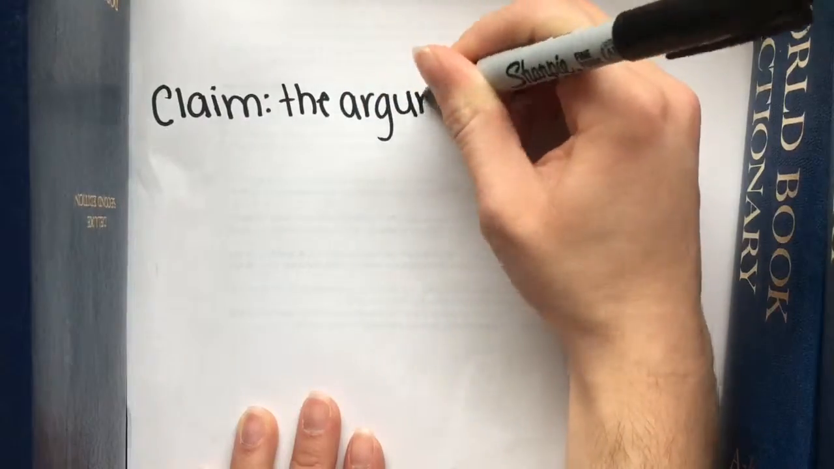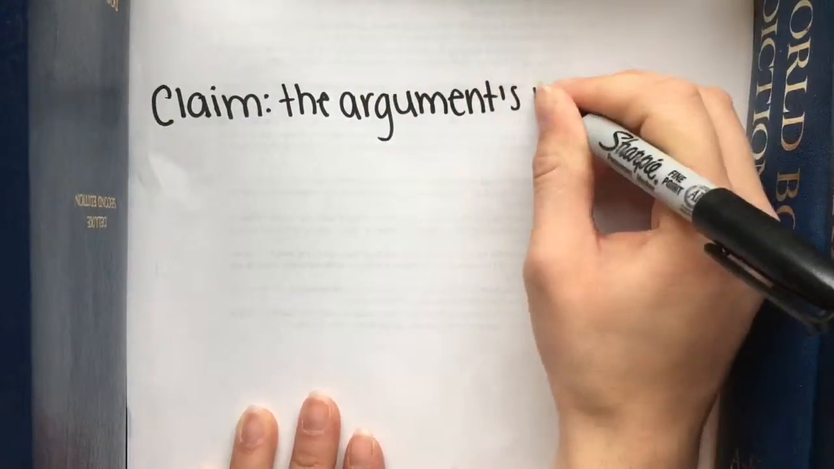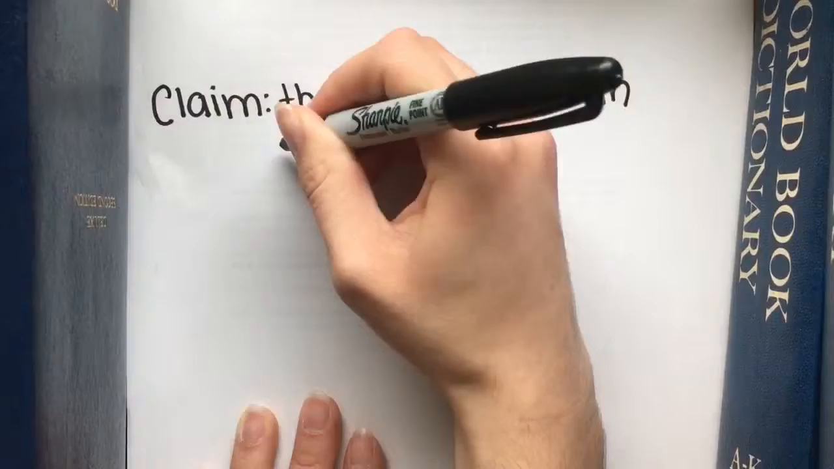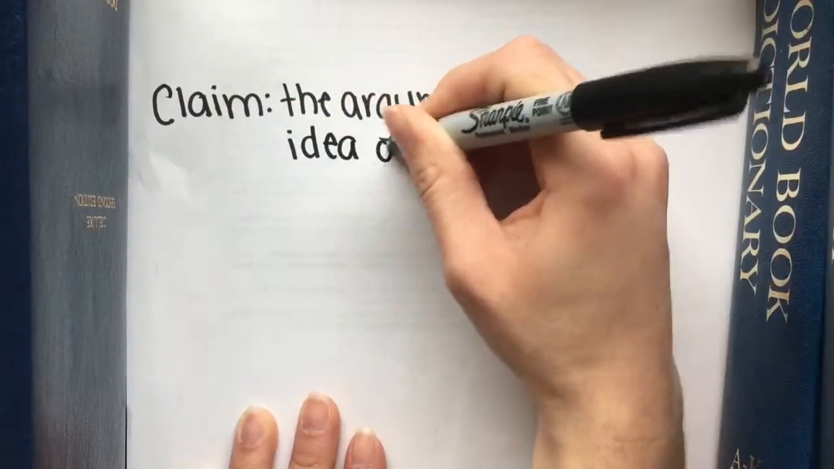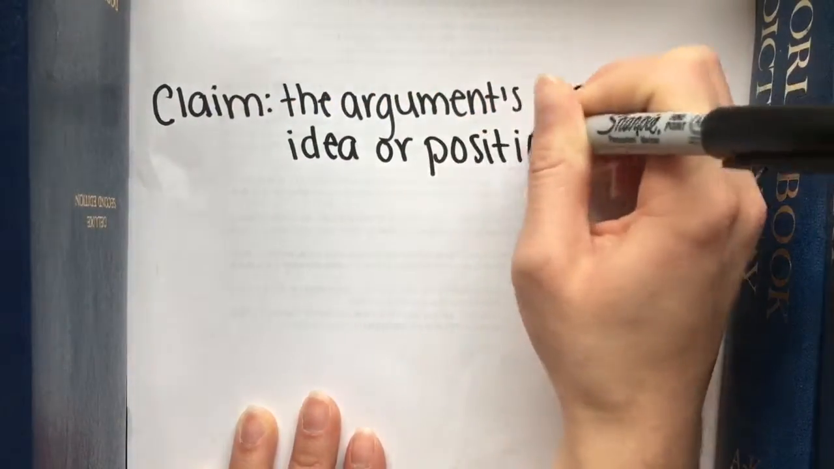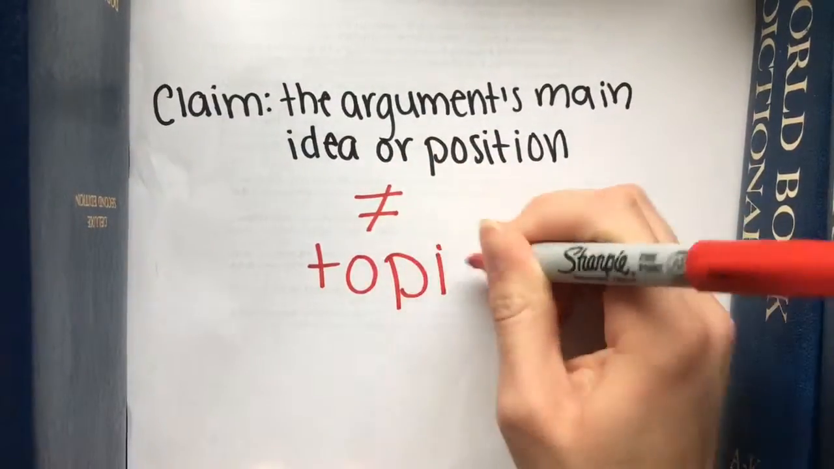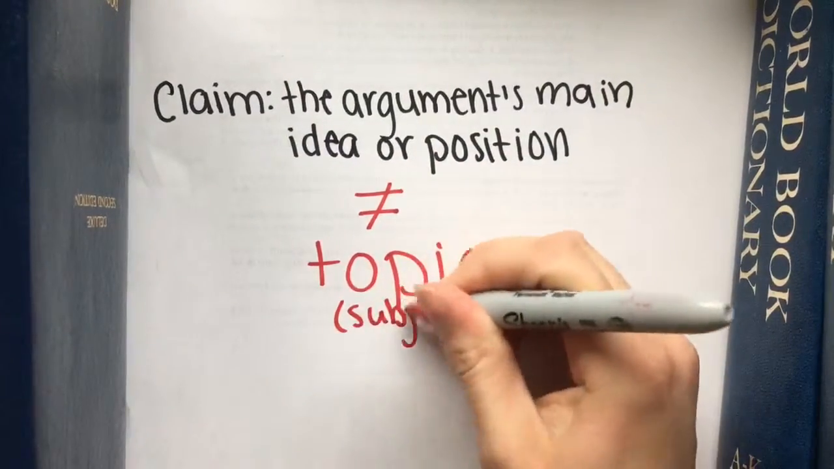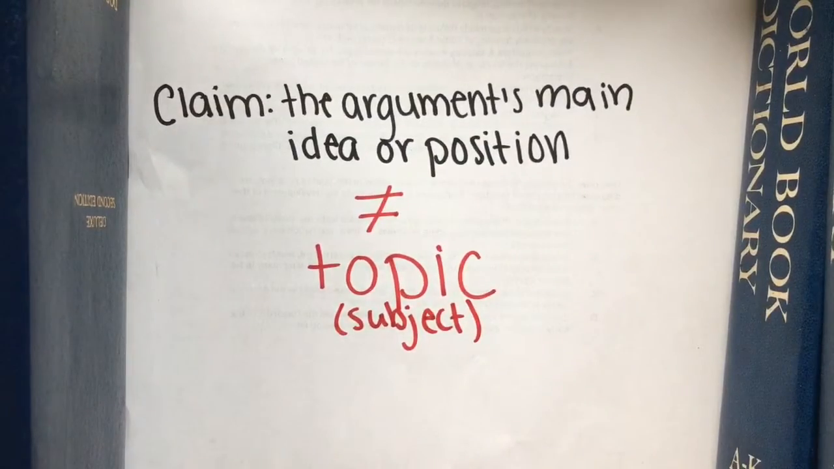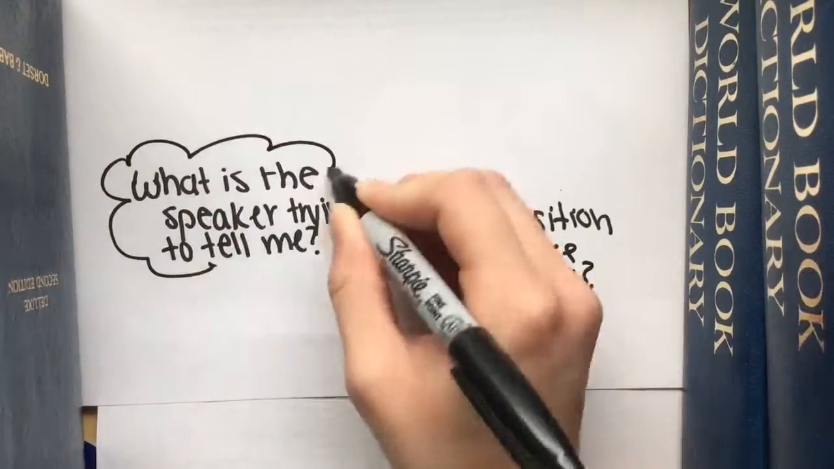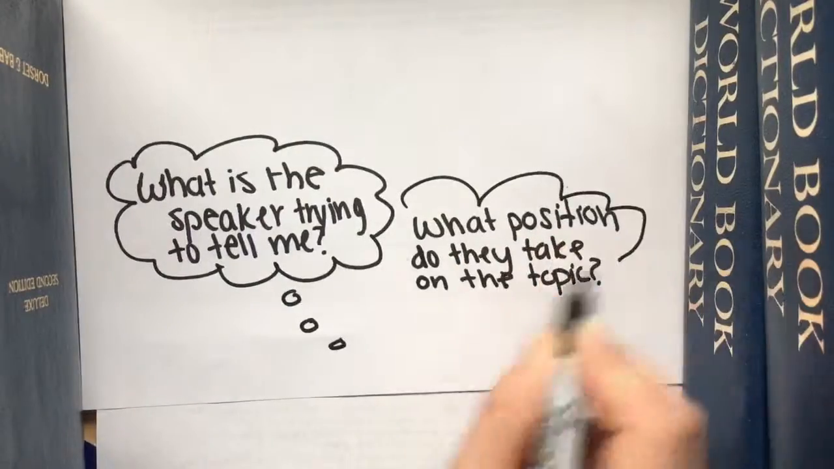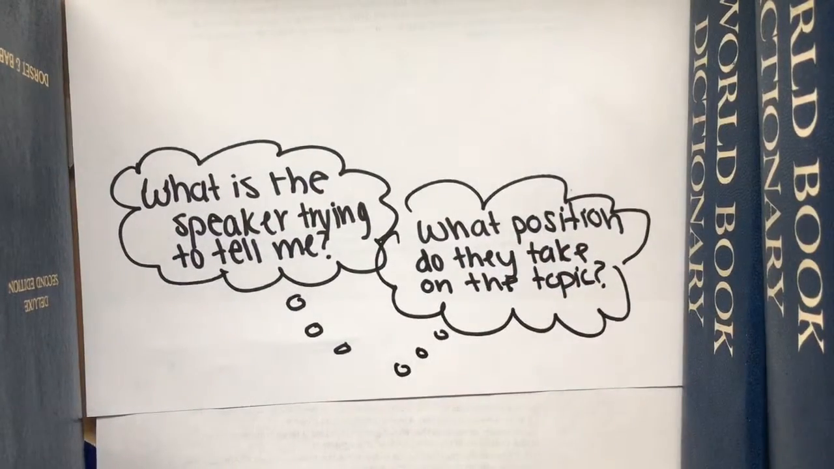The claim of a speaker's argument states the argument's main idea or position. Make sure you don't mix it up with the topic, which just tells you the subject of the writing, but doesn't really explain the author's position on it and can't be supported, like saying the subject is the environment or human rights. To identify the claim, ask yourself, what is the speaker trying to tell me, or what position do they take on the topic?